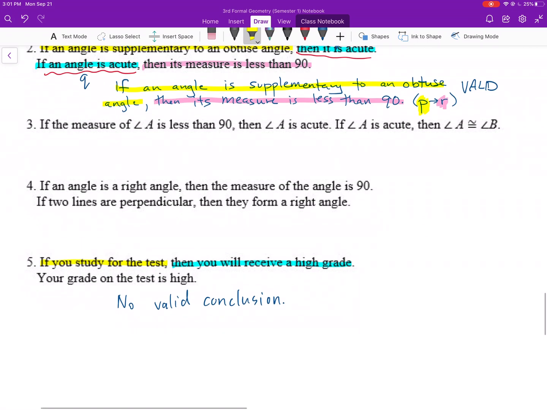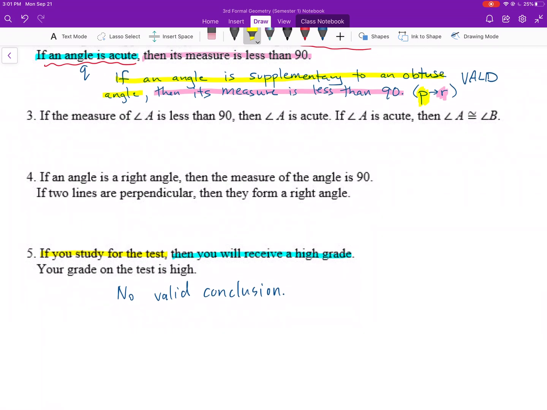Okay, and then jumping down to number 5, if you study for the test, then you will receive a high grade. So my next sentence should have started, if you receive a high grade, then something something, right? Okay, this just says your grade on the test is high. It doesn't follow that law of syllogism. So in this case, we would not be able to make a valid conclusion.